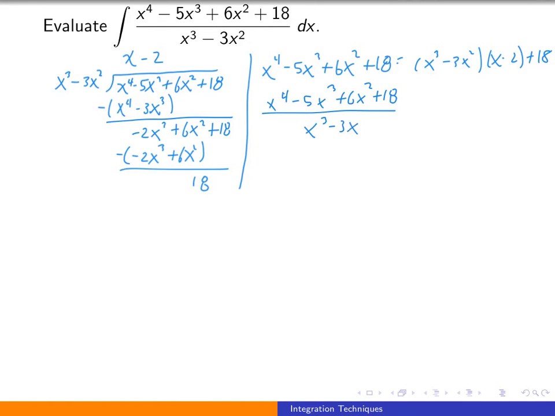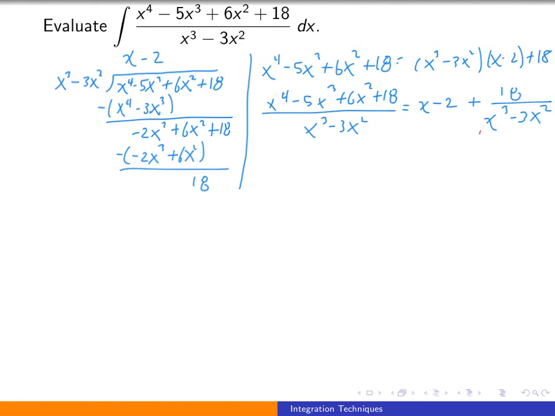When we do so, the first term on the right simply becomes the polynomial x minus 2, and the second term is 18 divided by that cubic, x cubed minus 3x squared. And this is exactly where we want to be. Whenever we start with an improper rational function and perform a polynomial long division, the goal is to rewrite it as a polynomial plus a proper rational function, something that we can apply a partial fraction decomposition to.